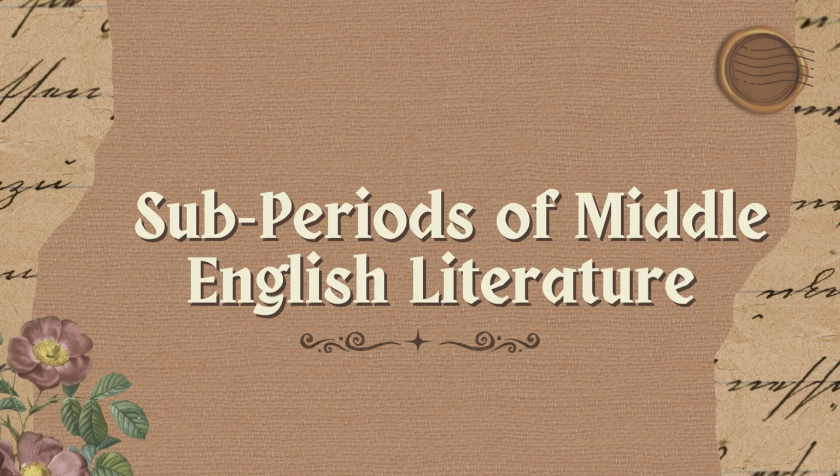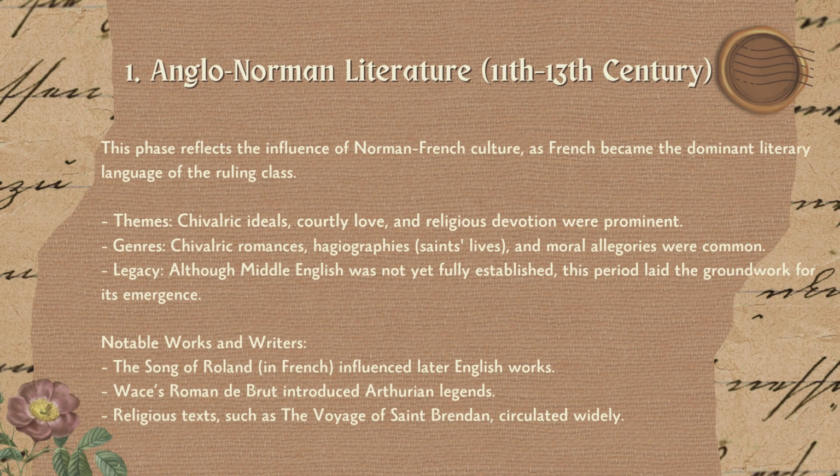Subperiods of Middle English literature. 1. Anglo-Norman literature, 11th to 13th century. This phase reflects the influence of Norman French culture, as French became the dominant literary language of the ruling class. Themes: chivalric ideals, courtly love, and religious devotion were prominent. Genres: chivalric romances, hagiographies, saints' lives, and moral allegories were common. Legacy. Although Middle English was not yet fully established, this period laid the groundwork for its emergence.